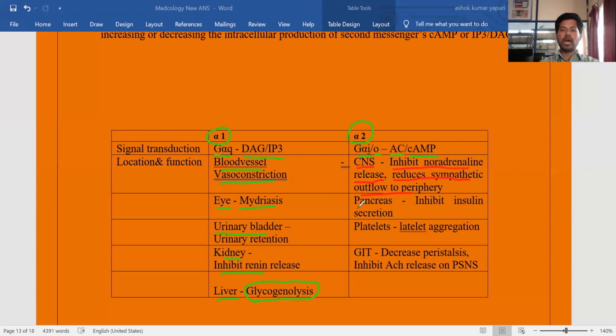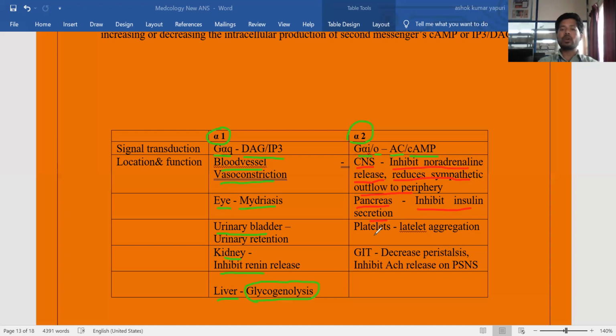Apart from the CNS, alpha-2 receptors are also present on the pancreas. On the pancreas, when alpha-2 receptors are stimulated, it inhibits insulin secretion. I hope you know parasympathetic acetylcholine on the pancreas increases insulin secretion, but sympathetic is opposite to the parasympathetic. So through alpha-2 receptors, it inhibits insulin secretion, nothing but release.